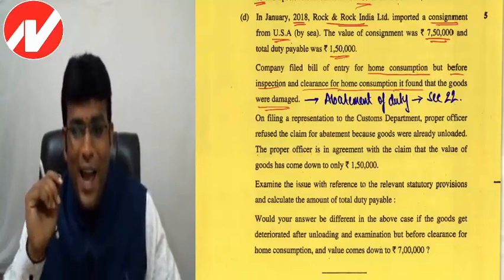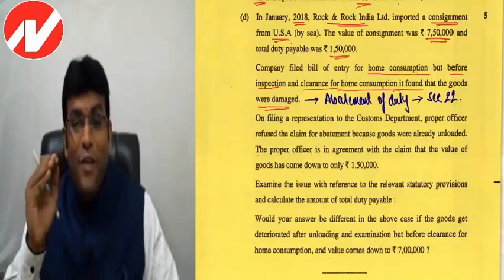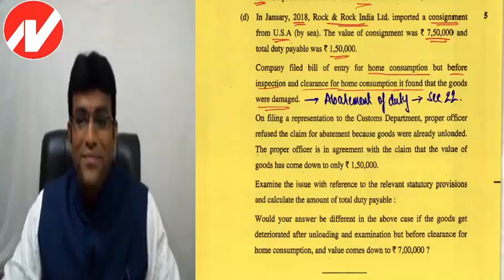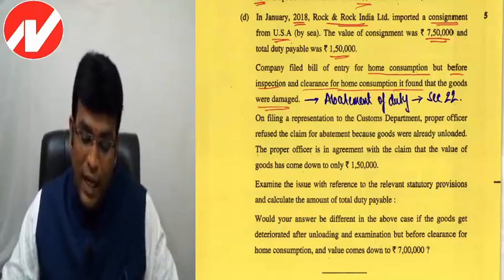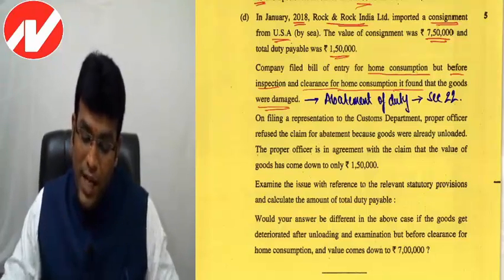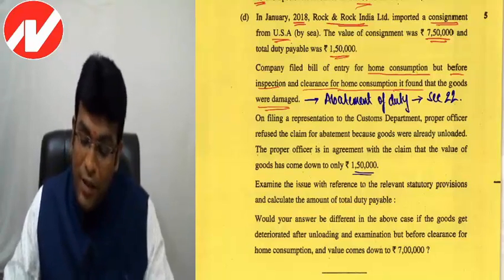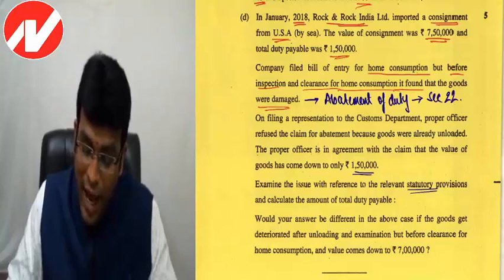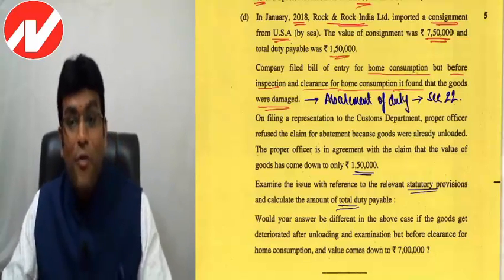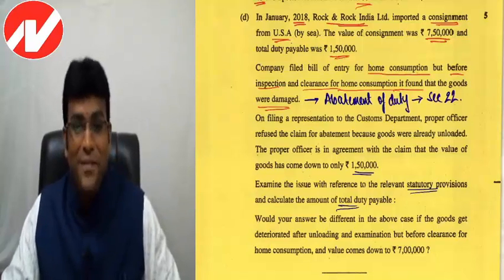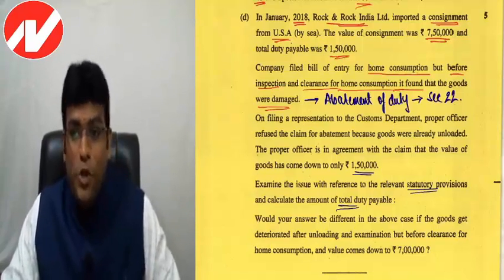So what? Abatement of duty is granted when the goods are damaged at any time before clearance for home consumption. Proper officer is in agreement with the claim that the value of the goods has come down to only 1,50,000. Examine the issue with reference to statutory provision and calculate duty payable. What duty I will pay is only, I will check the value after damage and pay proportionate duty.